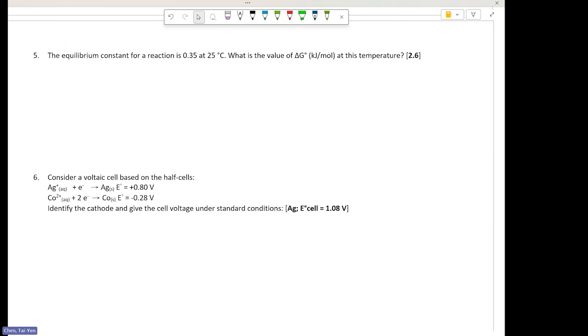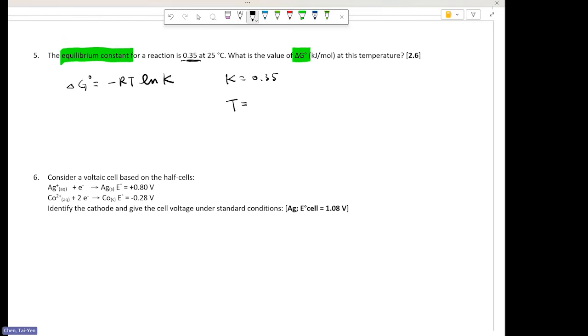The equilibrium constant for a reaction is a certain number at 25 degrees C. What is the value of delta G naught at this temperature? Okay, so delta G naught is a keyword. Equilibrium constant is another, right? The only equation that connects these two is delta G naught equals negative RT natural log K. It tells you your K is equal to 0.35.